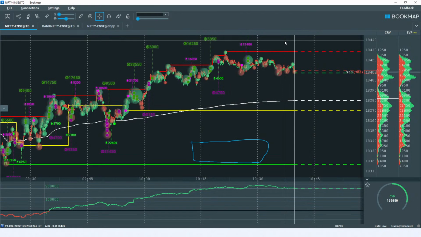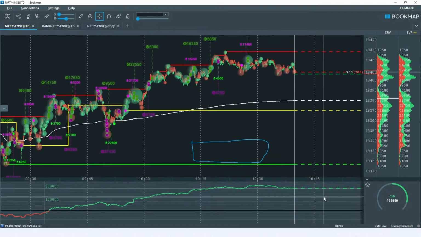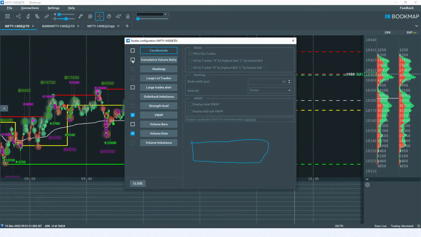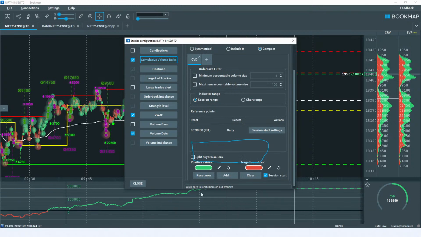Markandeya is asking, please show how to activate the cumulative volume delta widget. Okay. So if you visit this studies configuration, you will be able to see cumulative volume delta information. If you disable this, you will not be able to see it. If you enable it, you will be able to see it. So this is where you have the information.